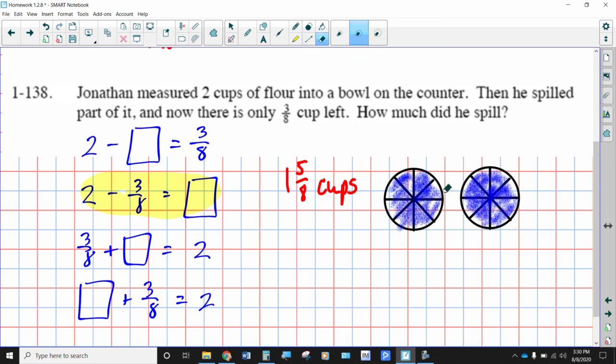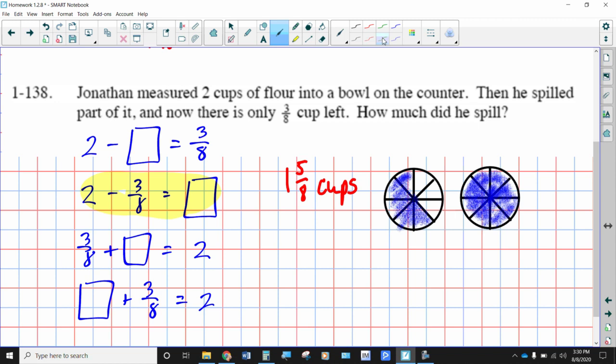And now if I'm going to take away 3/8, I'm going to take away 1, 2, 3/8. What does that leave me with? One entire circle plus 5/8. 1, 2, 3, 4, 5. So that is the answer to the subtraction problem.